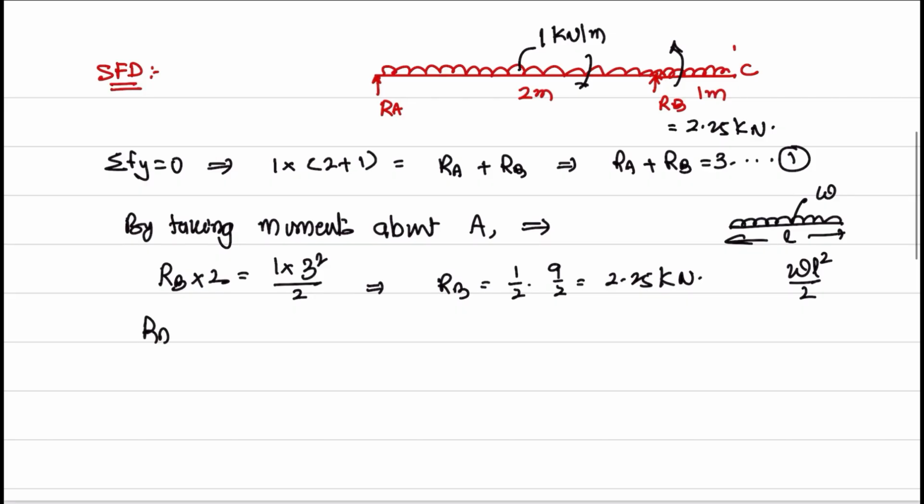Now, RA plus RB is equal to 3. That implies RA is equal to 3 minus 2.25, that is equal to 0.75 kilonewtons. What is the direction assumed for RA? Initially, that is upwards on the left hand side. Hence, the direction need not be changed. It comes out positive and it is 0.75 kilonewtons.